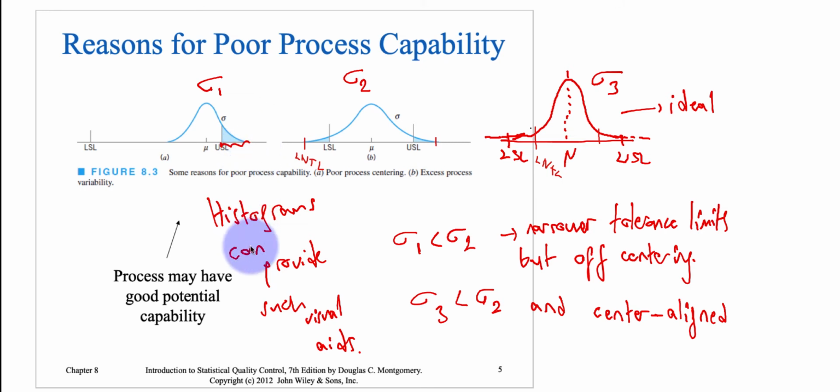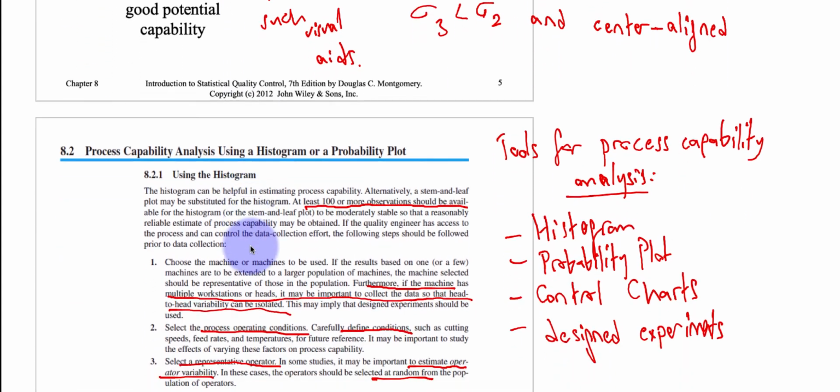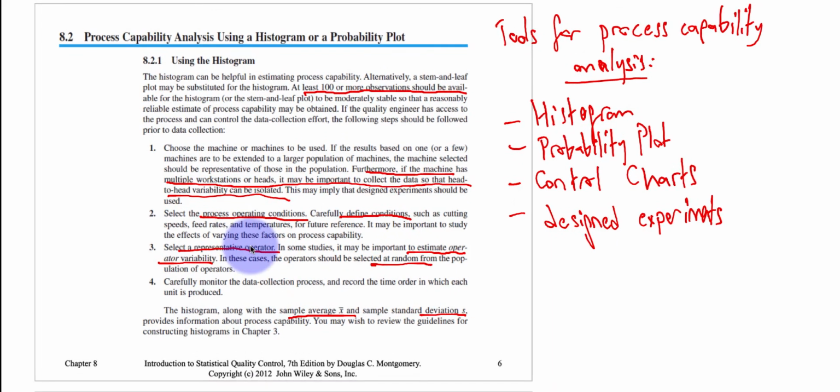Okay. So how can we analyze process capability then? How can we determine the process capability? How can we say that this is good process capability and this is bad process capability? How can we quantify them? We can use different techniques and tools for that. These are the tools: the histogram, probability plotting maybe, and control charts, which we use for monitoring the process. Also, we can use control charts for computing or analyzing the process capability, or we can use designed experiments to determine and analyze the process capability.